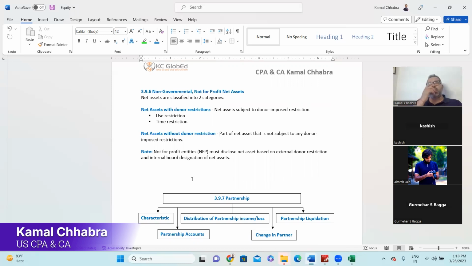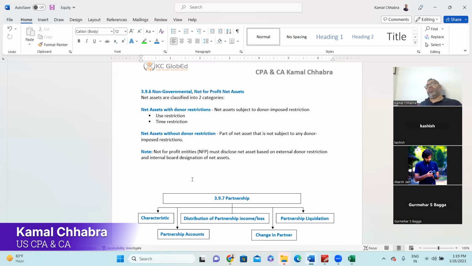But at a high level, just understand there are two types of capital. One is net asset with donor restriction, and the second is net asset without donor restriction. So without donor restriction is like free reserve or free cash, which you can utilize for any purpose. But with donor restriction means there might be a possibility that a donor may restrict it for any specific use.